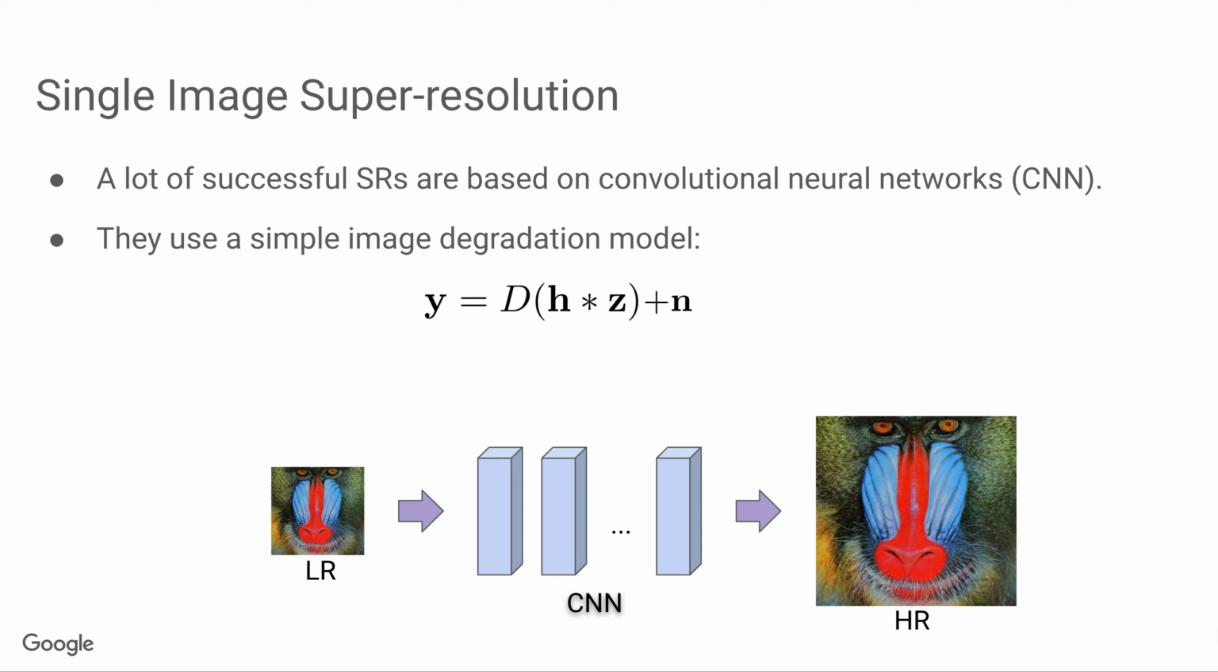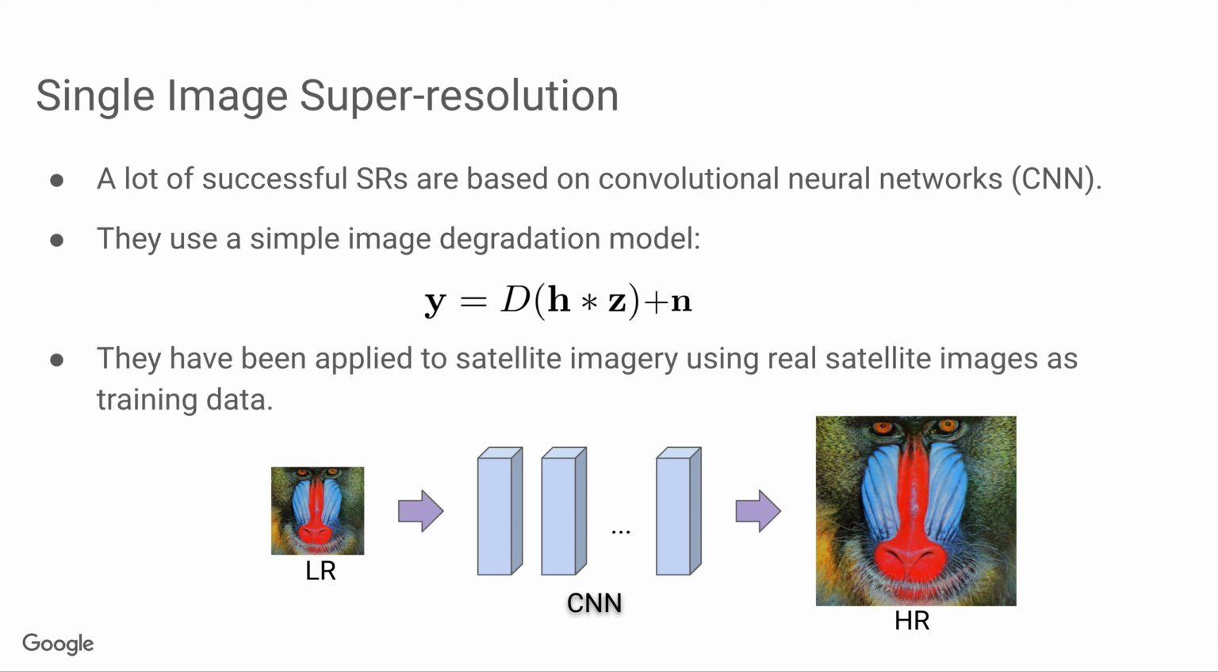They use this model to generate training image pairs, and the trained network is then applied to various images, including those taken by your cell phones, SLR cameras, and of course, some of them have been applied to satellite images. The question is, is this training data generation model good enough for the commercial satellite images? We did some research.